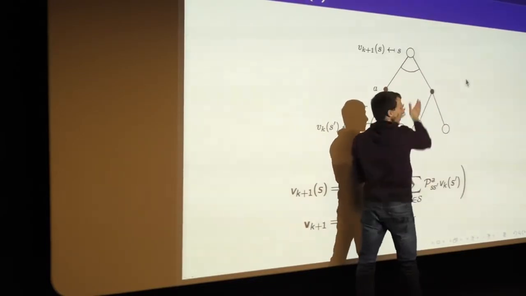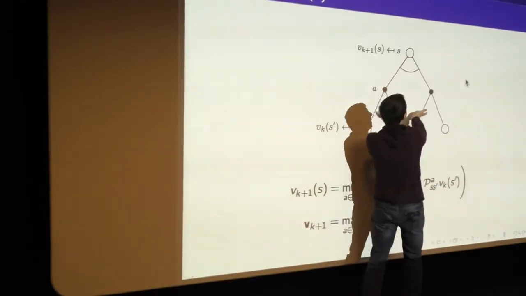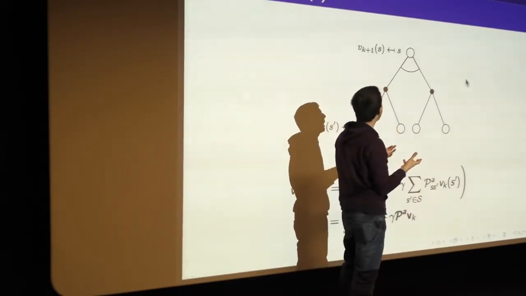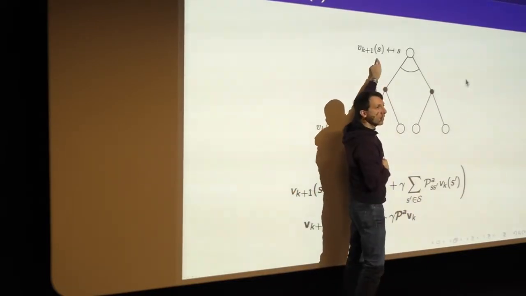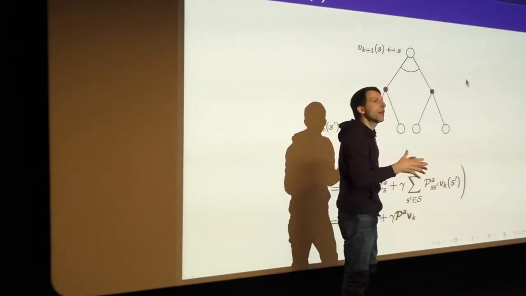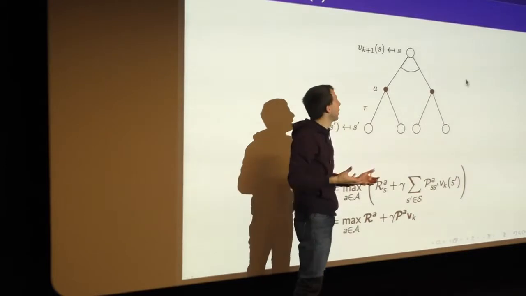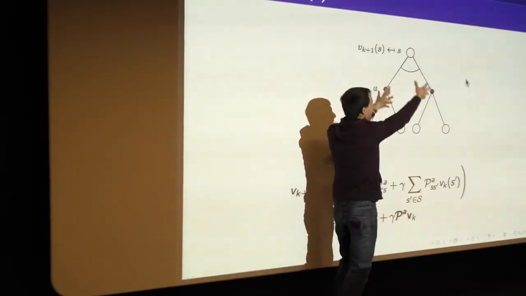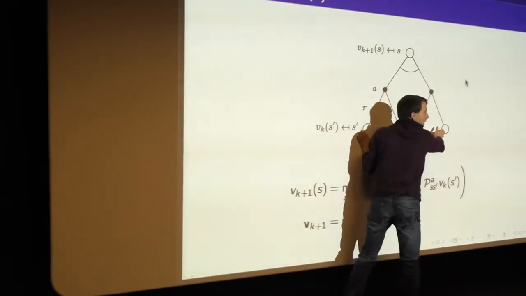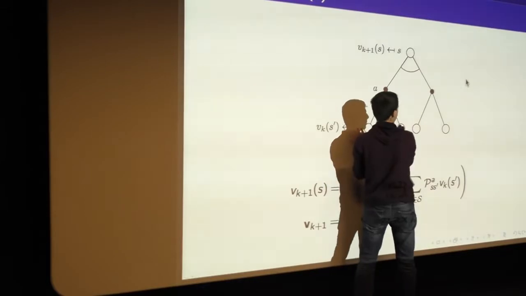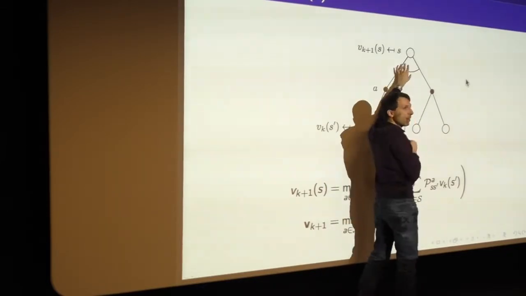This arc means a max in these diagrams. We back this up all the way through, doing this one-step look ahead, to give us one new value in our new iteration vk plus 1. Then we do that for all states. Every state gets a turn to be the root, and we figure out our new value function vk plus 1. Then we iterate. We plug vk plus 1 in at the leaves, figure out the next iteration, and pass it all the way back up again.